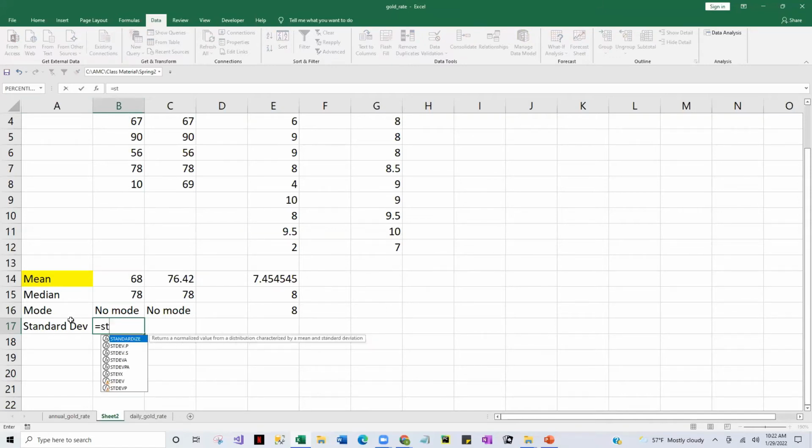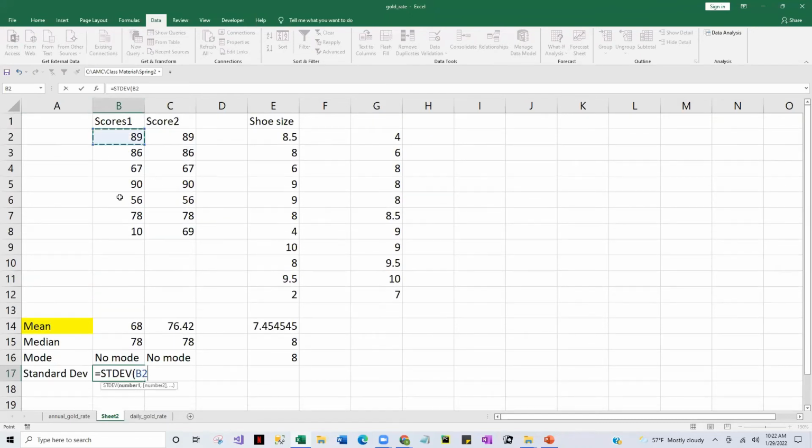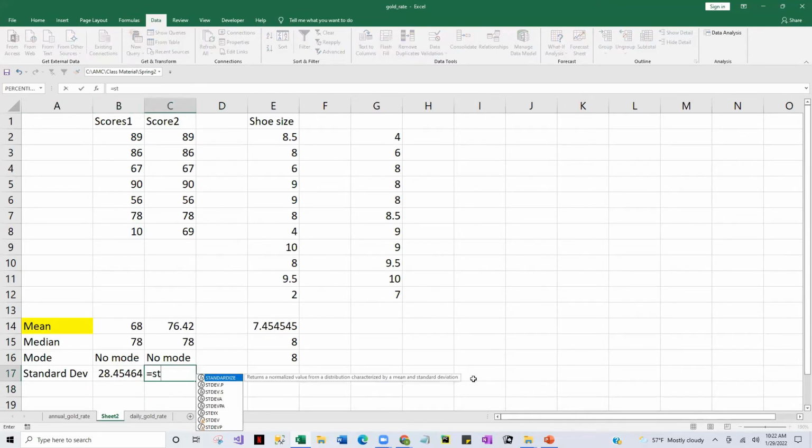Standard deviation, and I'm going to use this. This is the data. So standard deviation. Same thing, standard deviation.